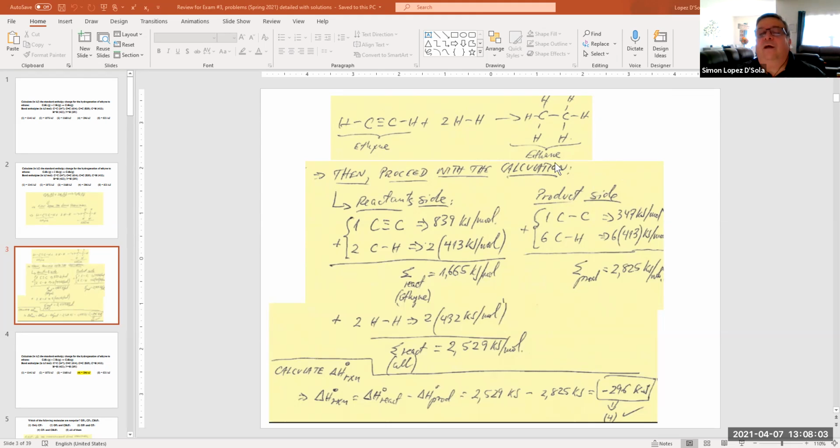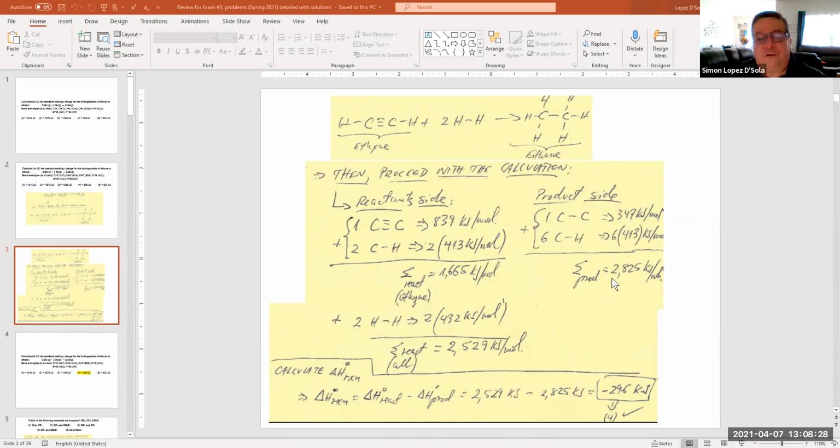So for the ethane, we have in this case one carbon-carbon single bond, which is 347 kilojoules per mole. And in the case of the carbon-hydrogen single bonds, you have 6. So 6 times 413 kilojoules per mole. When you sum the two, you will have the total sum on the product side, which is 2,825 kilojoules per mole.